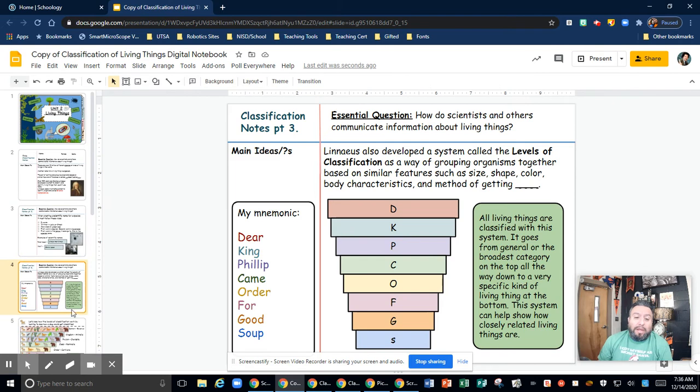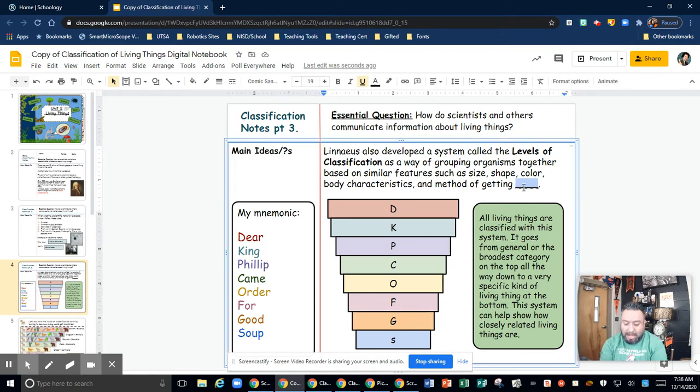All right, so this is from elementary. This is from 6th grade. Remember, you had these levels of classifications. Okay, so Linnaeus also developed a system called the levels of classification as a way of grouping organisms together based on similar features such as size, shape, color, body characteristics, and methods of getting, believe this or not, food. Okay, the way they get food.